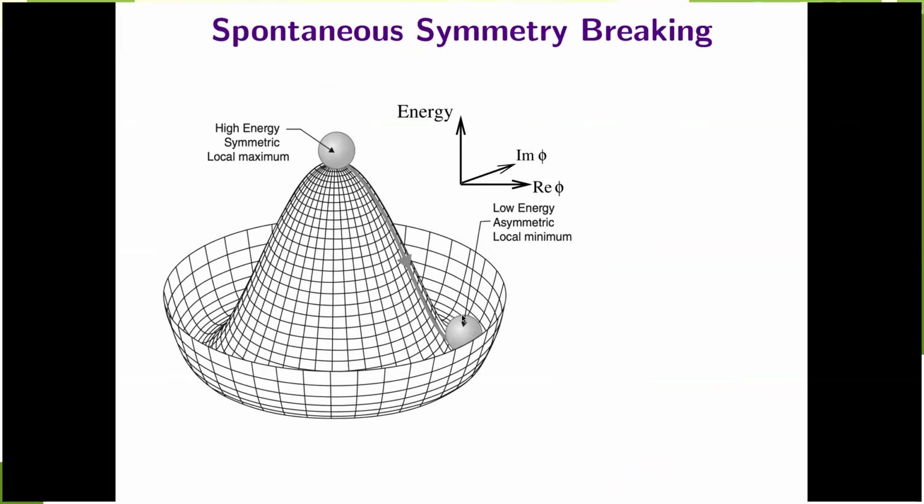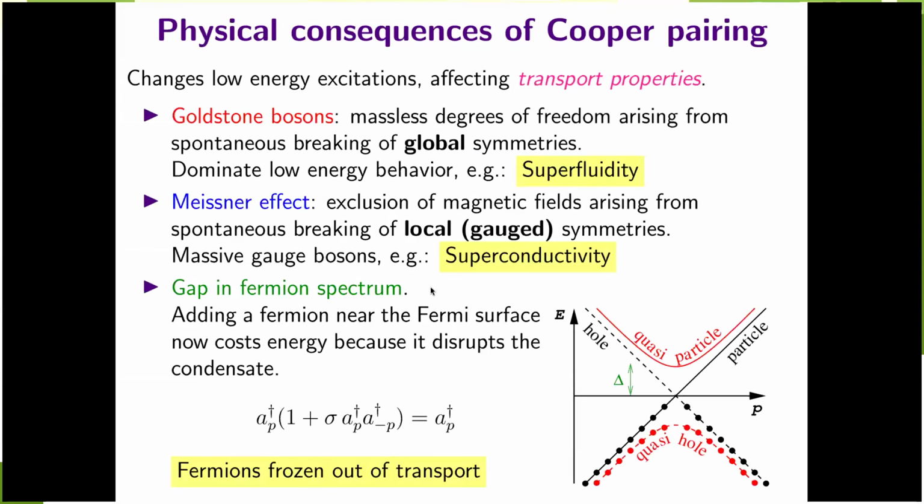But you can also go the sideways direction around the bottom, and that doesn't cost you any energy, right? You could be anywhere around the bottom here, and it's all the same energy. So that's called a Goldstone boson. It's a massless particle. It's saying that this phi, the phase of phi, is a massless particle. You can excite it with as little energy as you like.